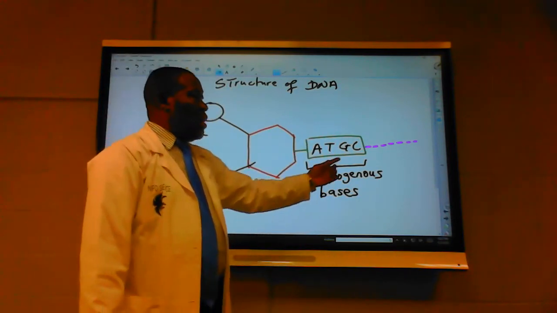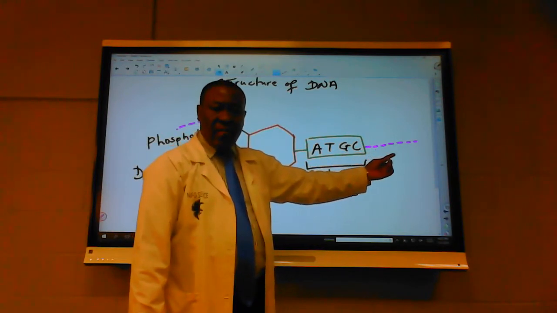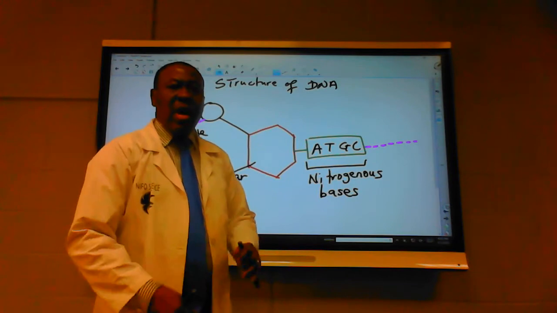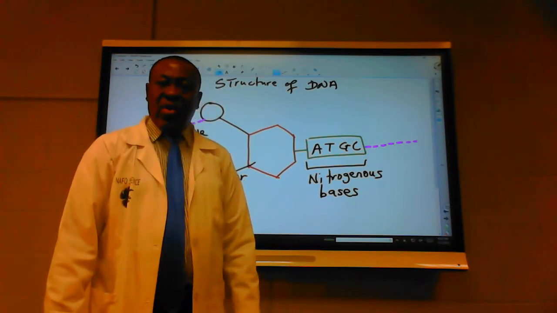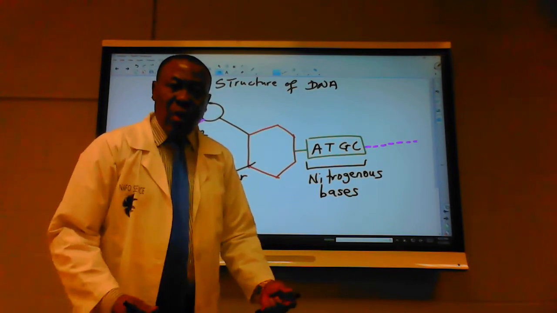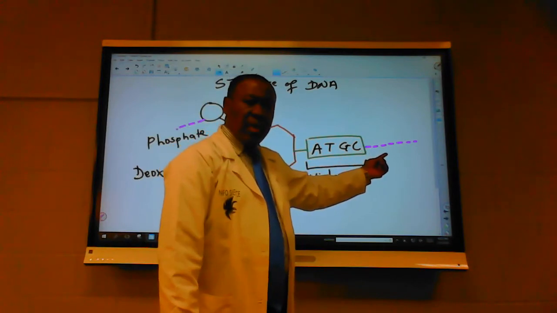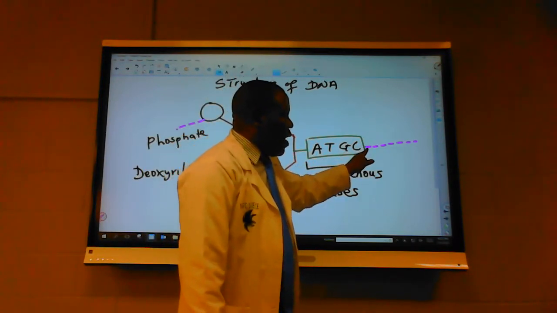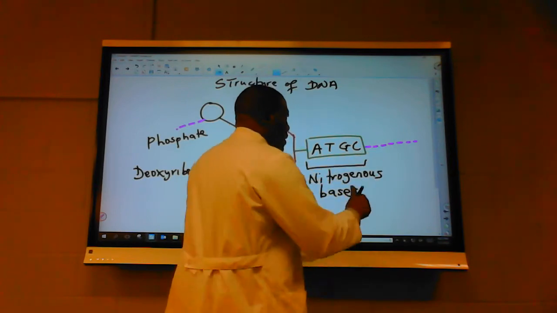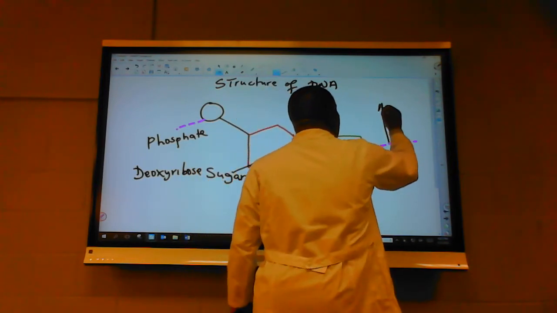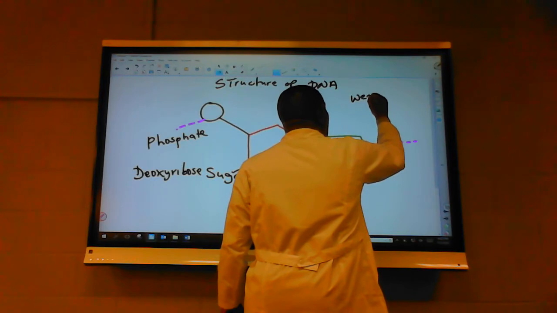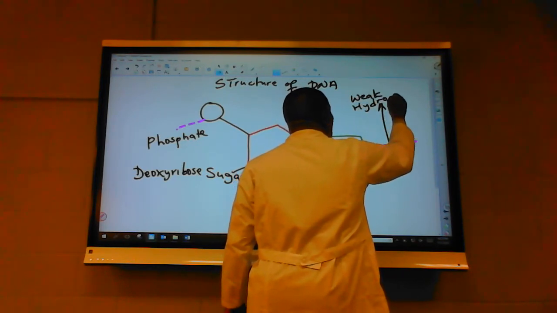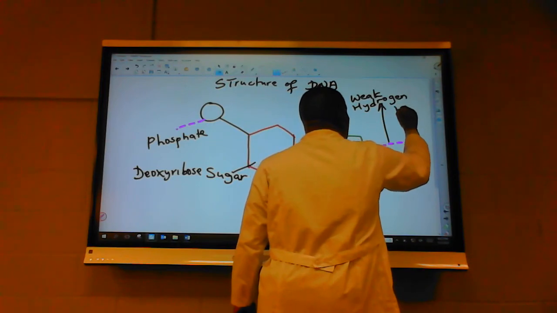Okay, next we have dot dot dot. This dot dot dot, which is pink in my diagram, represents a weak hydrogen bond. How do you know it's weak? Because it's broken. It's not a straight line. So I'm trying to demonstrate that this is a weak hydrogen bond because it is dot dot dot. So let's label this as the weak hydrogen bond.